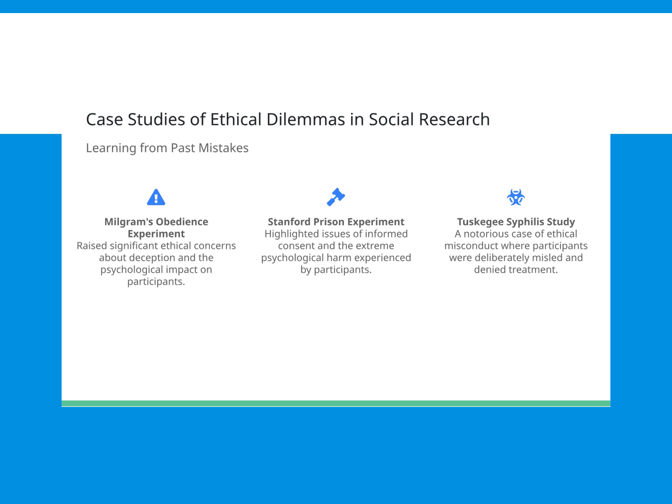So, the study involved participants believing they were administering painful electric shocks to another person, leading to significant emotional and psychological harm. And this case highlights the dangers of using deceptive methods in research, particularly when they can cause lasting harm to participants. You may have heard of the Stanford Prison Experiment.